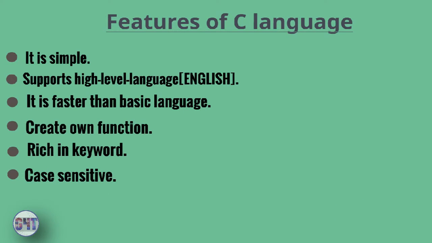Sixth, the C language is a case sensitive language, where small a is different from capital A. Because the ASCII code of small a is 97, which is different from the ASCII code of capital A, 65. That's why C language is a case sensitive language.